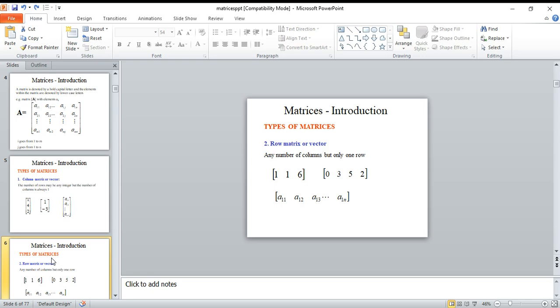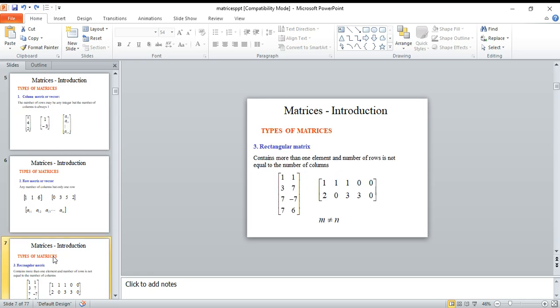And the last example: A11, A12, A13 up to A1n. This matrix has a single row, the first row, only one row and n columns. But this is only a single row. That means this is a row matrix.